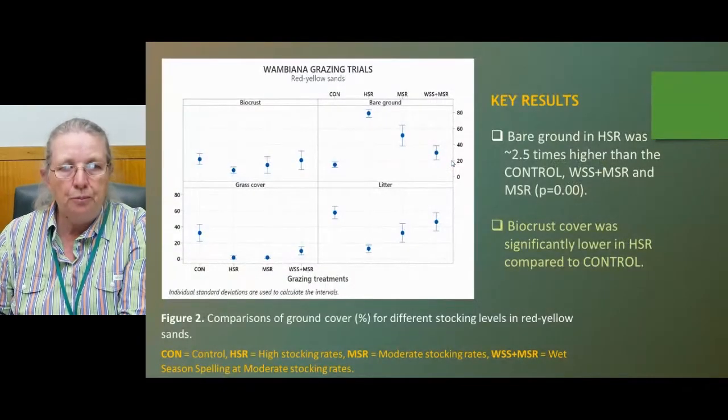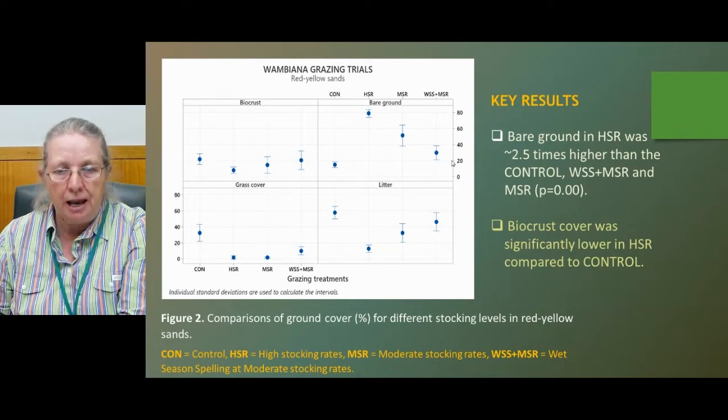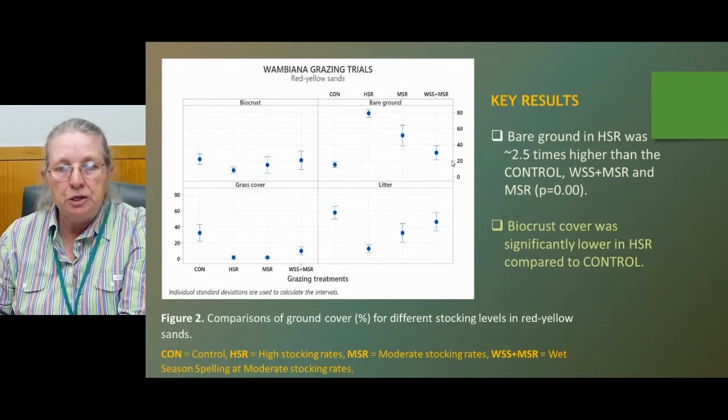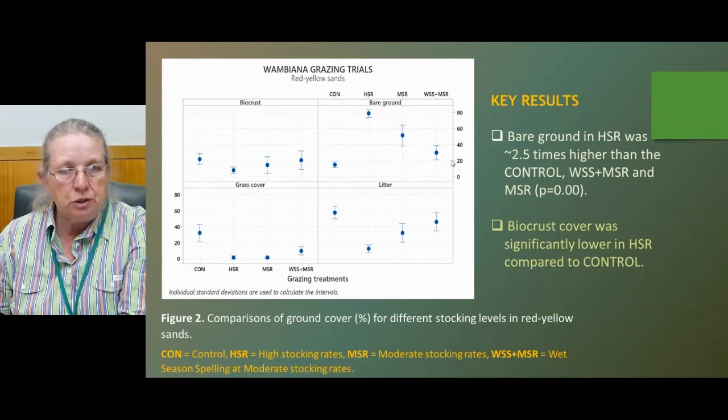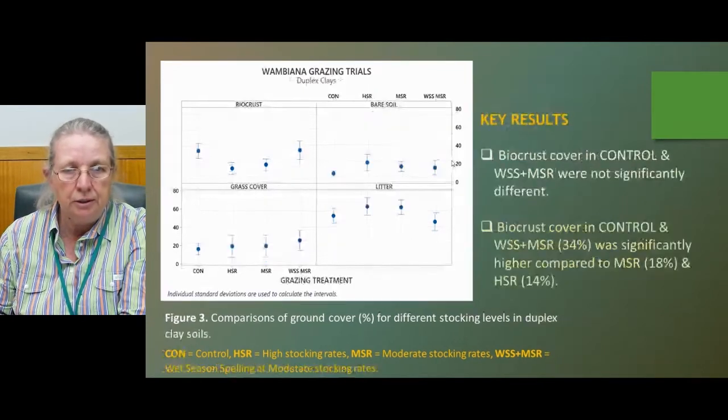So the key results from Wombiana relate to the fact that in the red-yellow sands, I'll just make a note here, these results were actually at a time when we'd gone through 2 fairly low rainfall years, so they're probably the sites at the worst stage before a good wet season last year. So the bare ground in this site was 2.5 times higher than everything else, it was about 80%, so that was quite significant, and the biocrust cover was significantly lower in the heavy stocking areas.